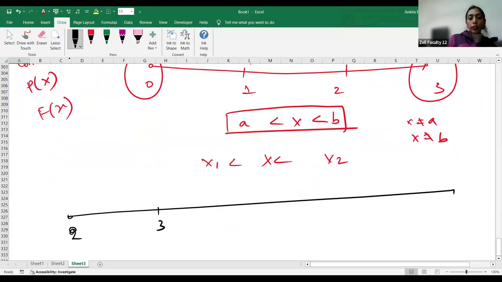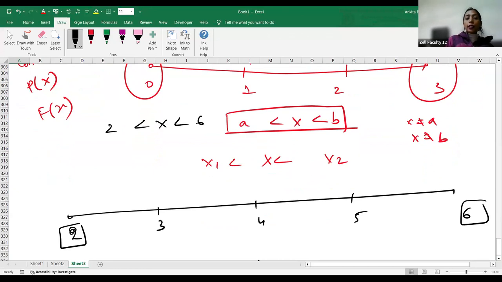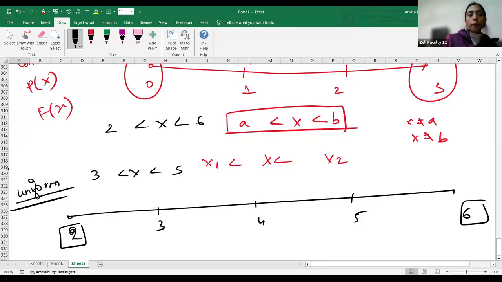2, 3, 4, 5, and 6. So I've told you that X lies between 2 and 6. And I'm asking you, what is the probability of X to be between 3 and 5? And I've also told you one more thing, that this is a uniform distribution.